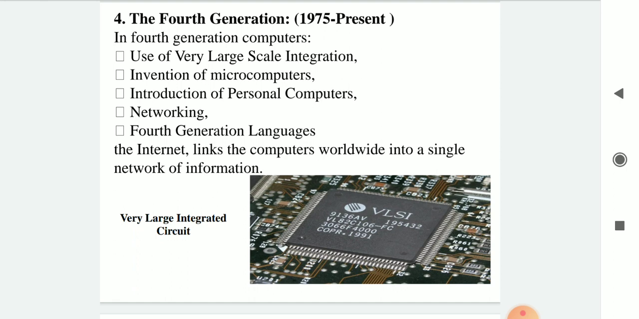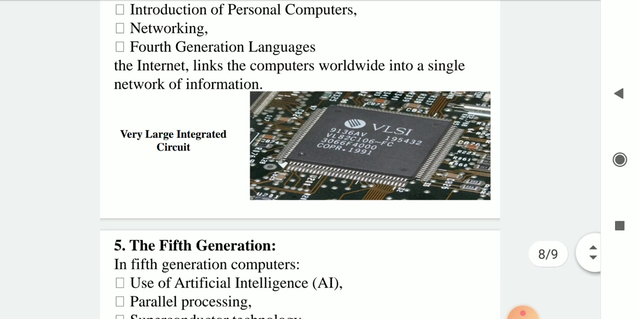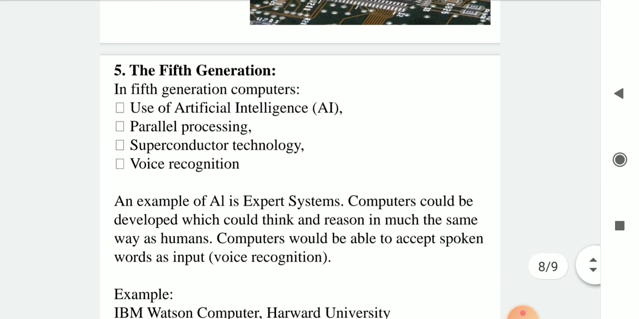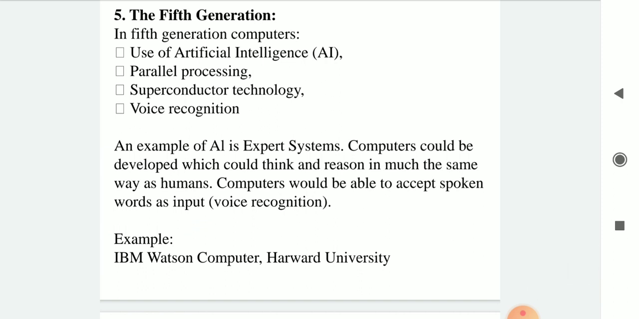So when we talk about the fourth generation of computers, it uses VLSI, invention of microcomputers, introduction of personal computers, networking, internet. Fourth generation languages also came in the picture, and a huge amount of data can be stored on web servers.